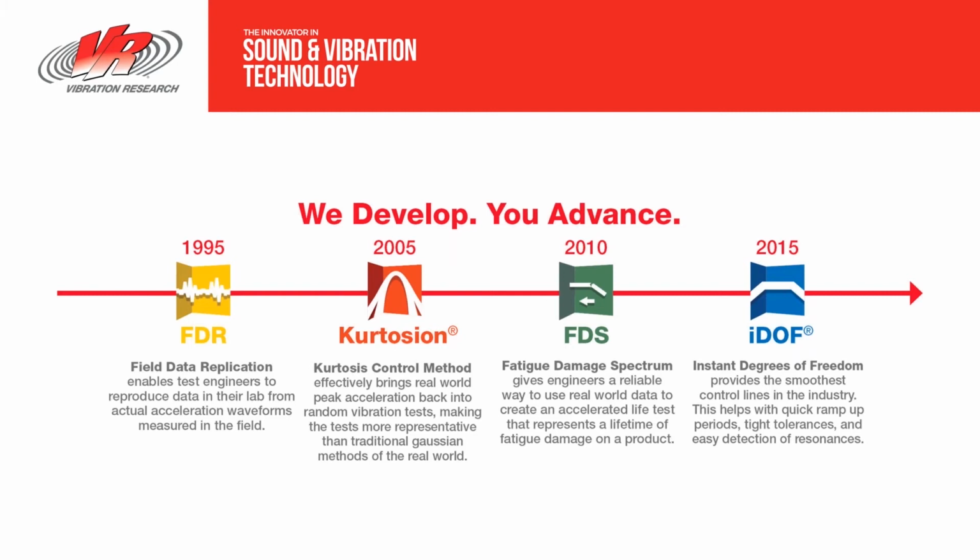And then the last innovation is IDOF, or instant degrees of freedom. This is a method of smoothing the control lines, or being able to display a PSD, power spectral density graph, with much higher lines of resolution, or excuse me, with much higher degrees of freedom than what is statistically possible through normal PSD estimation methods. So IDOF is the smoothest control lines in the industry, and we will look into that as well today when we start running our random test.